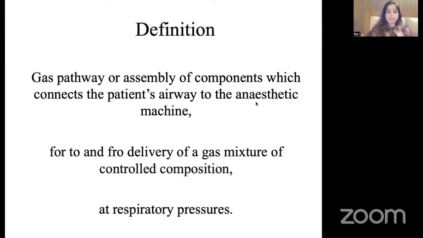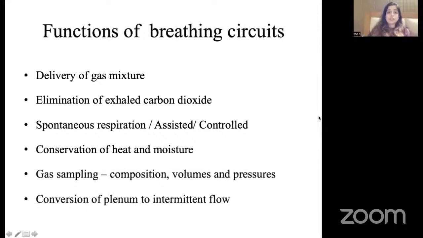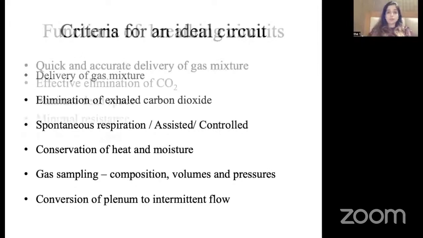So what is the definition of a breathing circuit? It is a gas pathway or an assembly of components which connects the patient's airway to the anesthetic machine for to and fro delivery of a controlled gas mixture at physiological pressures. What are its functions? You have to deliver a controlled composition of a gas mixture. You want the carbon dioxide to be eliminated. A circuit should be able to support spontaneous as well as controlled ventilation. You need to conserve heat and humidity of the air you are breathing. Gas sampling should be possible, and there should be conversion of continuous to intermittent flow.